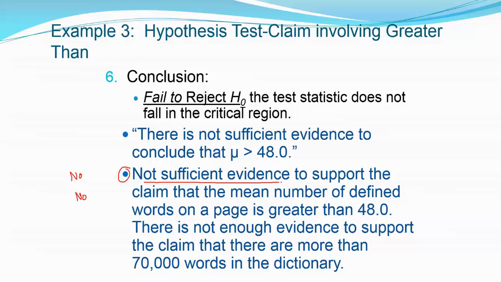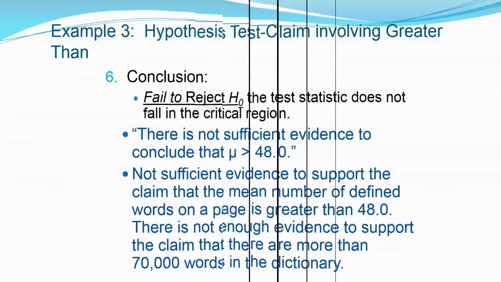There is not sufficient evidence to support the claim that the mean number of defined words on a page is greater than 48. You could also go a step further and say there's not enough evidence to support the claim that there are more than 70,000 words in the dictionary.